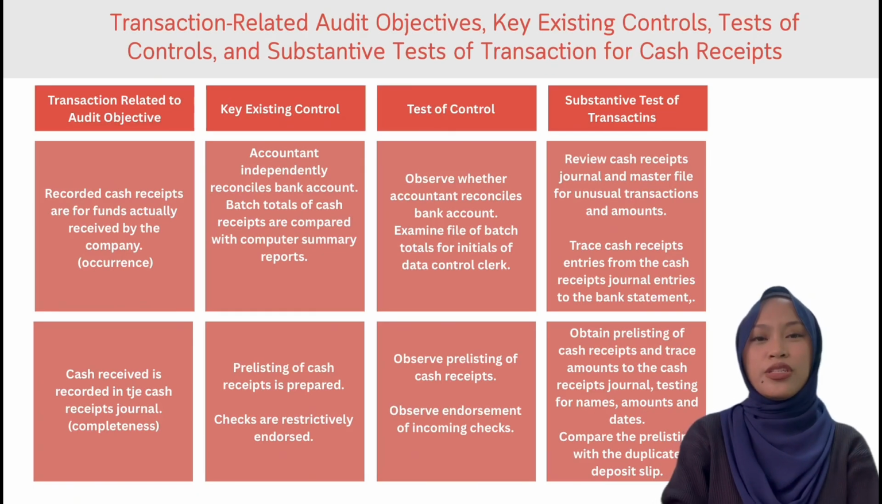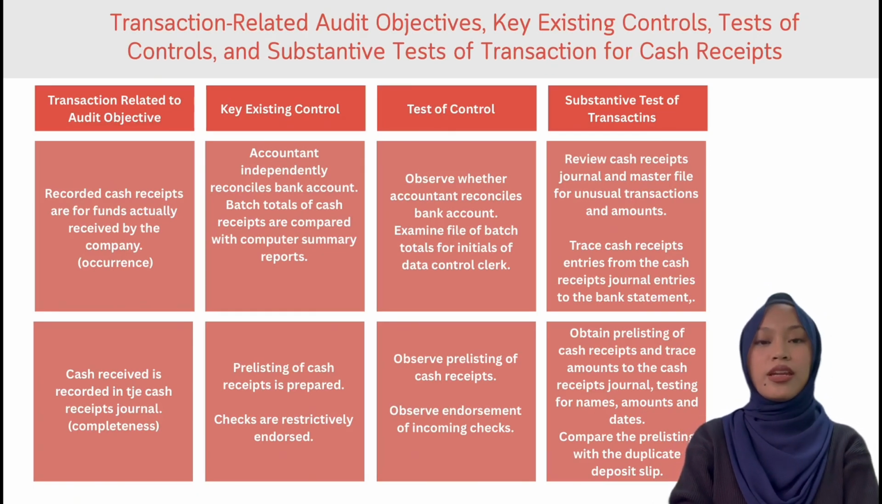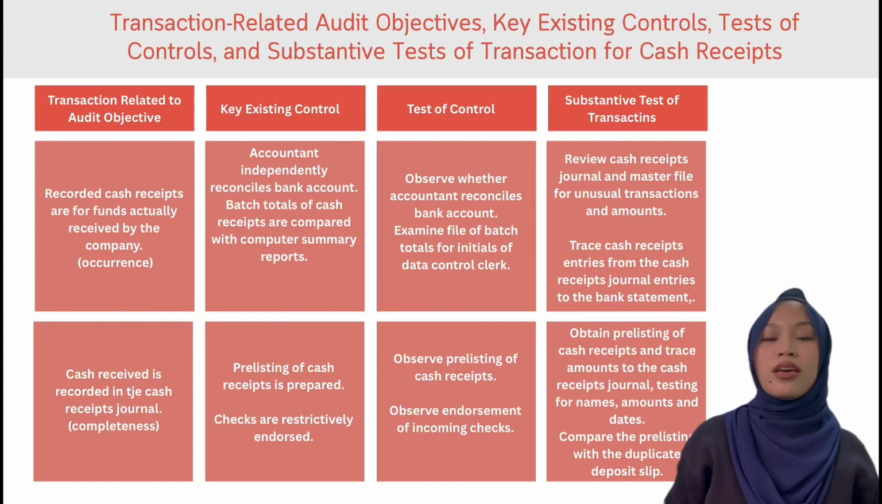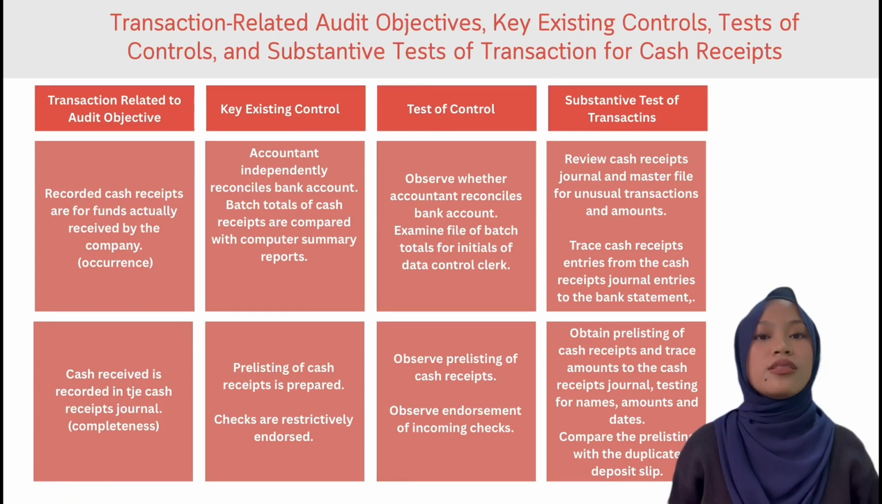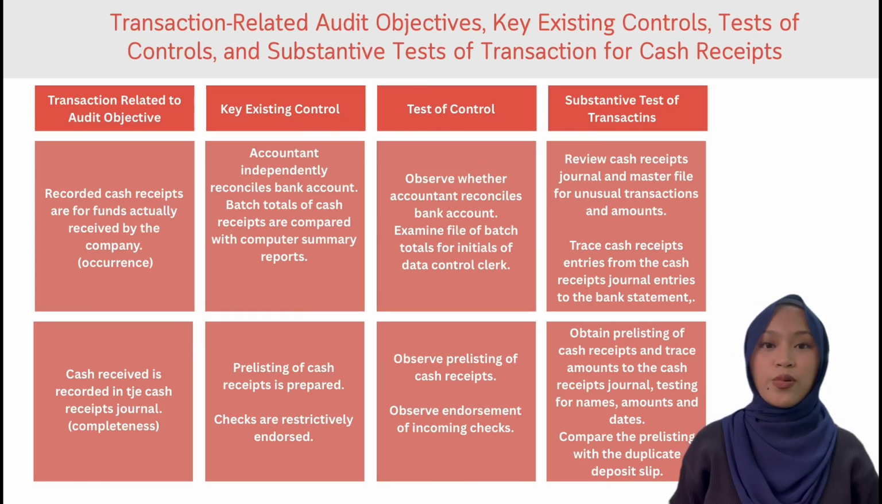The second objective is completeness. This means the company should record all the cash it actually received and nothing should be missed. To control this, companies prepare a listing of all incoming cash. Also, checks received are stamped with a "for deposit only" endorsement to avoid misuse. Auditors test this by observing the listing process and watching how the company handles incoming checks.